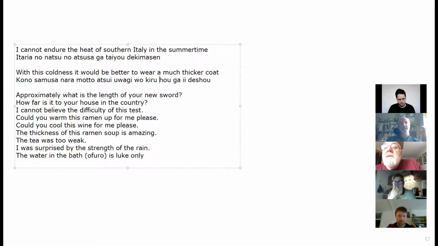Keeping this in the present tense kind of makes it sound a little bit more like a threat. So you could probably make this softer by saying not kiru, but not the plain present tense, but, no, I can't think. Okay, so think about how we would say this in English. You might say it would be better if you wore a thicker coat. Oh, so this is the past tense. Kita-hoga. Exactly, yeah. Kita-hoga ii desho. Good. Konstantina, approximately what is the length of your new sword?